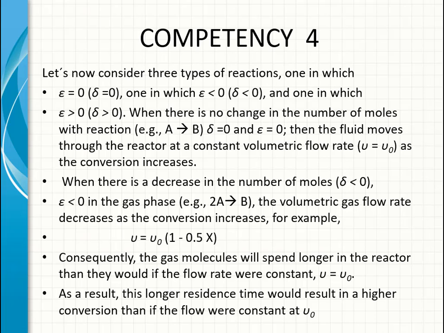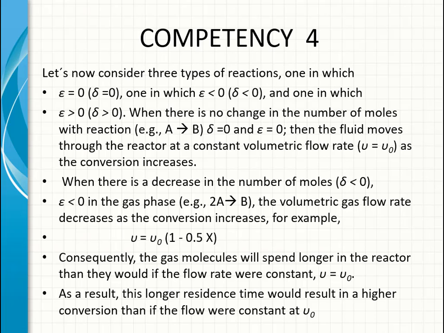One in which epsilon equals 0, delta equals 0. One in which epsilon is less than 0, delta is less than 0. And one in which epsilon is higher than 0, delta higher than 0. Then, when there is no change in the number of moles, for example A goes to B, 1 to 1, delta is equal to 0 and epsilon is equal to 0, then the fluid moves throughout the reactor at a constant volumetric flow rate v equals v0 as the conversion increases.